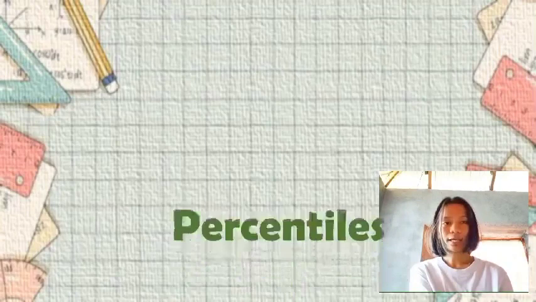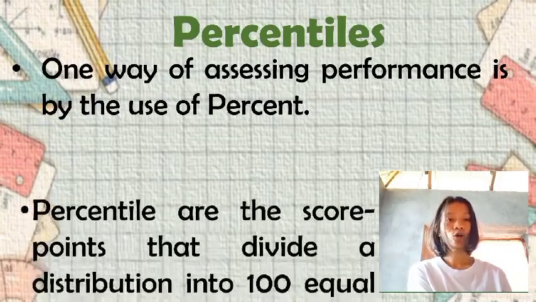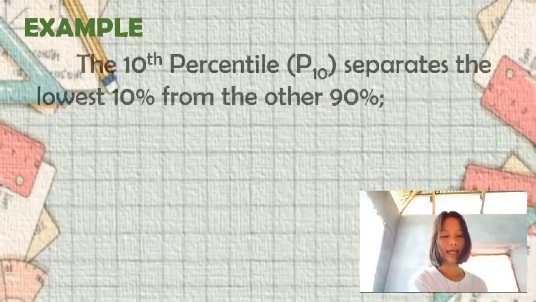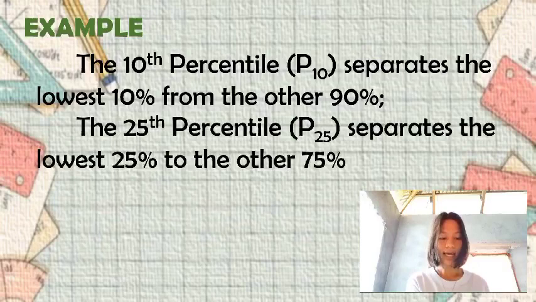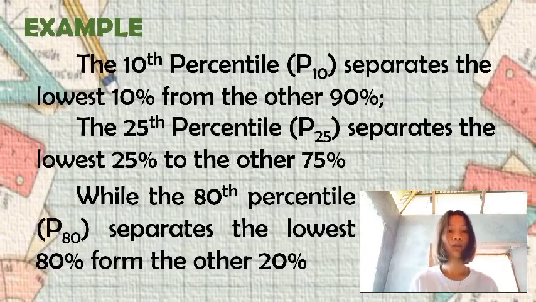So, we come now to the percentiles. One way of assessing performance is by the use of percent. The percentiles are the score points that divide a distribution into 100 equal parts. So, for example, the 10th percentile, or P10, separates the lowest 10% from the 90%. Another, the 25th percentile, or P25, separates the lowest 25% from the other 75%, while the 80th percentile, or P80, separates the lowest 80% from the other 20%.